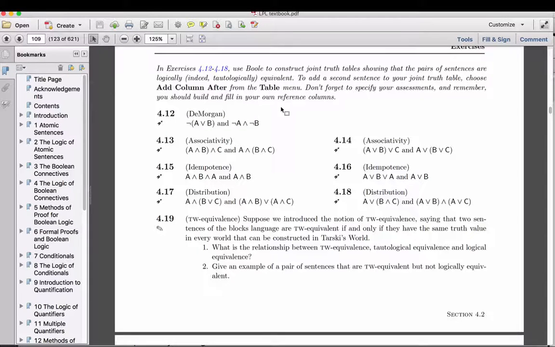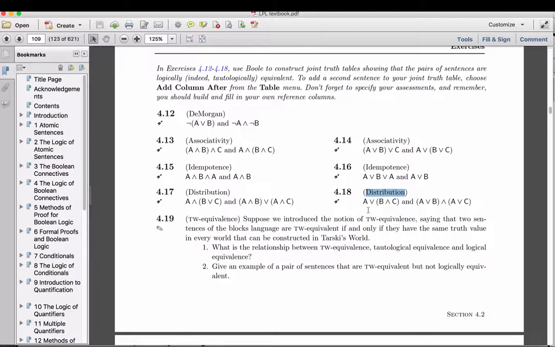We're turning our attention now to exercise 4.18. We're going to see that the distribution of a disjunction across a sentence's elements, where part of the sentence's elements includes a conjunction, is going to yield a truth functionally equivalent, or tautologically equivalent, sentence. So we've got the following: A or both B and C, and A or B and A or C.